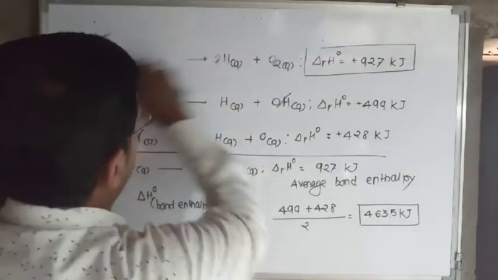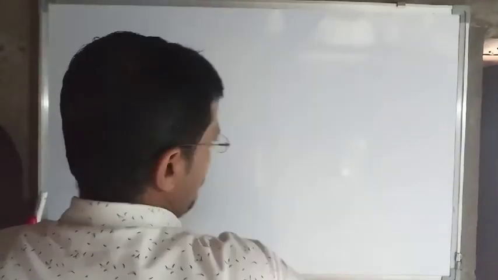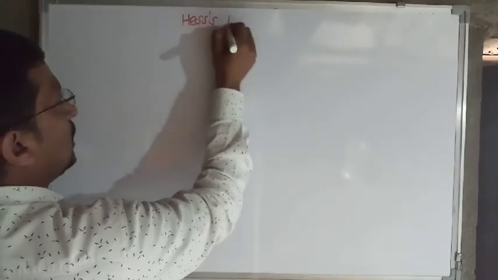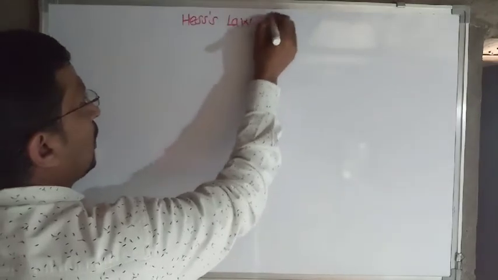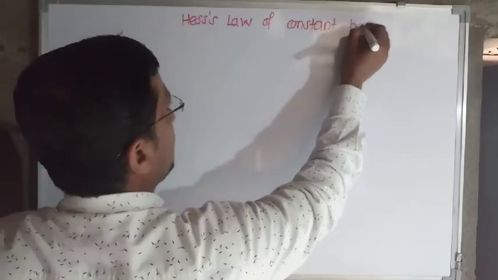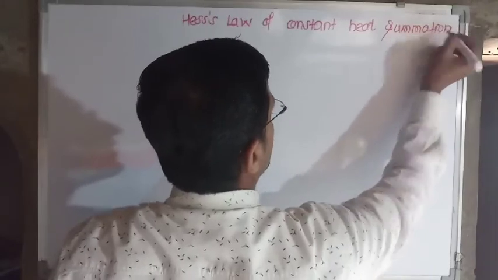The next, we're going to solve the problems or examples together of all these types. Okay, so the next point is Hess's law of constant heat summation.